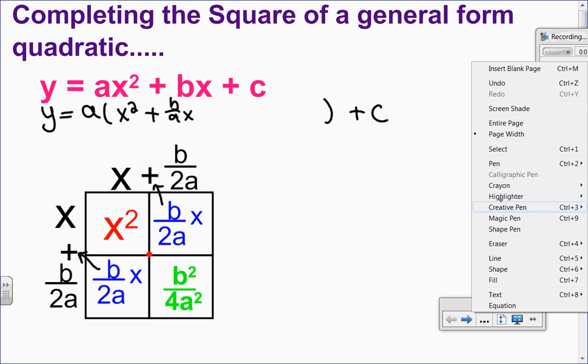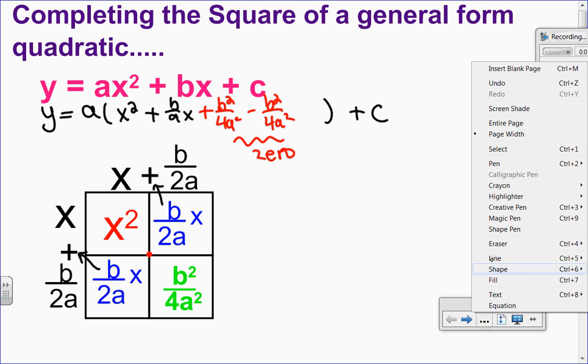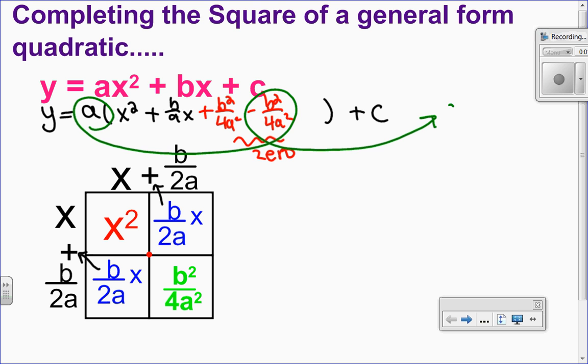So inside the brackets, I'm going to add b squared over 4a squared and also subtract b squared over 4a squared. So remember, that is just 0, and you can add 0 to anything. So I'm going to now focus just on my perfect square trinomial. So I'm going to do my little loop-de-loop on the outside. I want to take this on the outside, which is a times negative b squared over 4a squared.